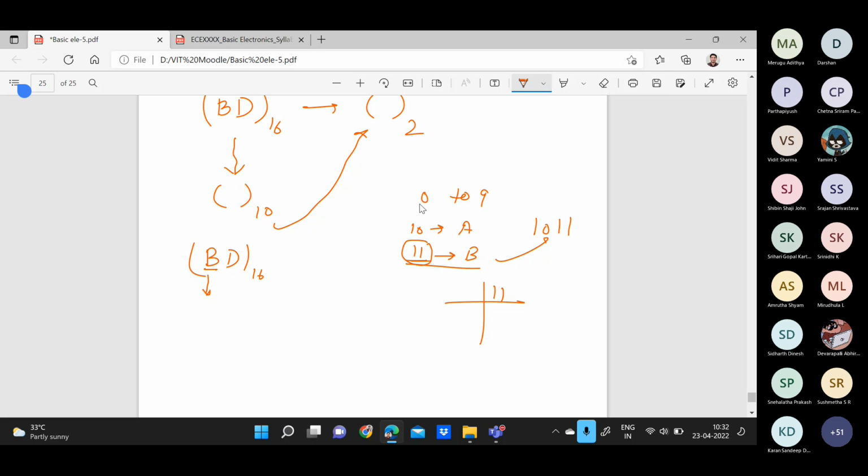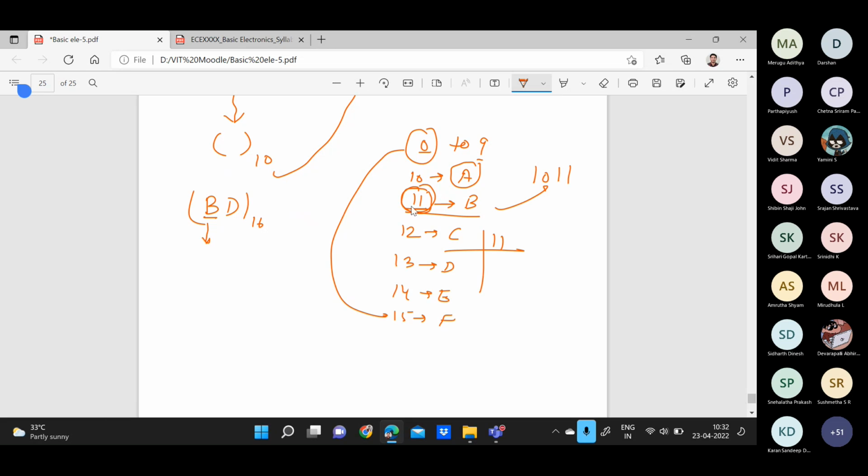No. See, 0 to 9 we have numbers. For 10 we are using A. For 11 we are using B. For 12 we are using C. 13 is D. 14 is E. And 15 is F. From 0 to F we have a total of 16 digits. That's why it's hexadecimal. So actually B is representing 11. You can take 11 separately, convert it into binary form and write it in 4 digits.